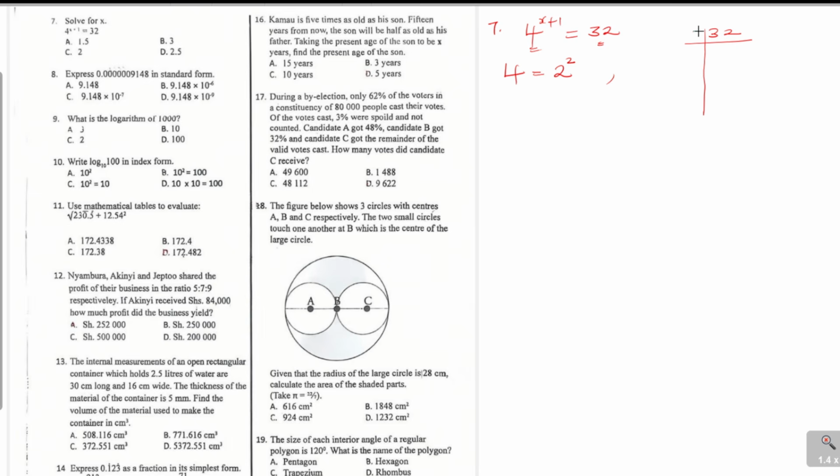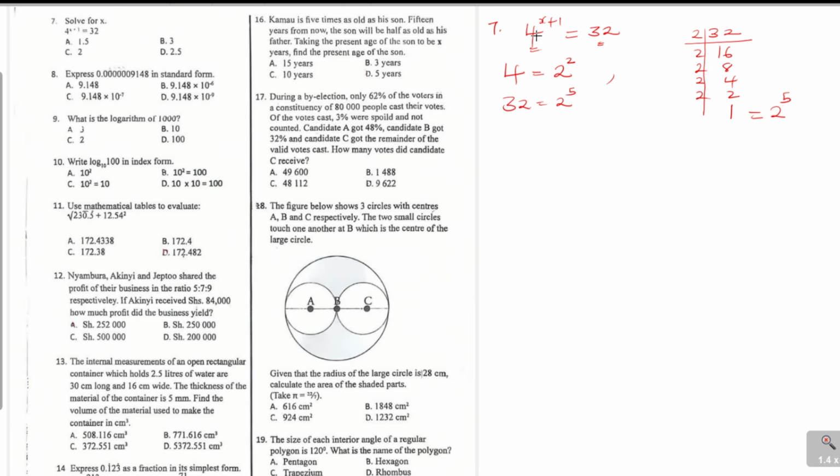Just take 32 divided by 2, you get 16. 16 divided by 2, you get 8. 8 divided by 2, you get 4. 4 divided by 2, you get 2. Then 2 divided by 2 is 1. So this will give 2 times 2 times 2 times 2 times 2. This is 2 to the power 5. 1, 2, 3, 4, 5. So 32 therefore is 2 to the power 5.